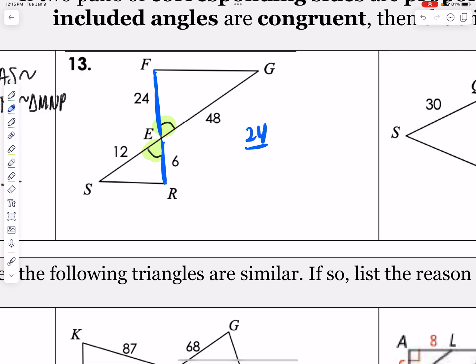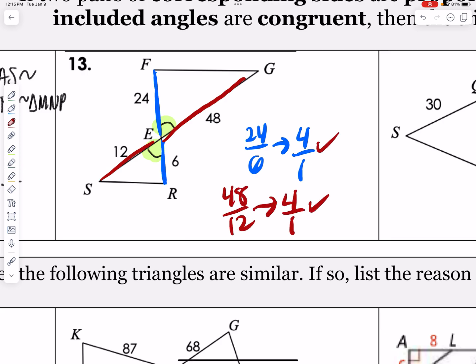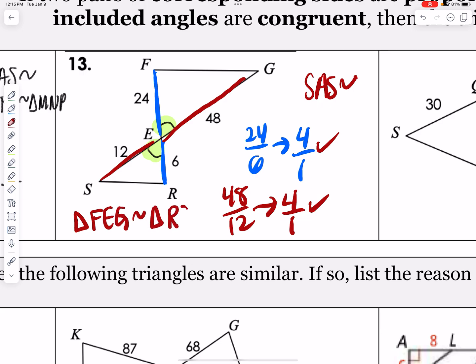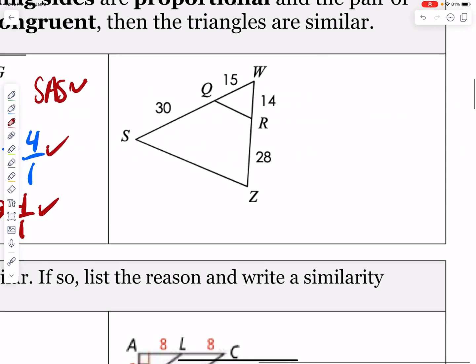So 24 over 6 reduces to 4 over 1. Let's see if that is the same ratio as 48 to 12. 48 over 12 also reduces to 4 over 1. And so these are similar by SAS similarity. These triangles are similar. So I could say triangle FEG, that goes across blue and then across red, is similar to RES, triangle RES. Okay.